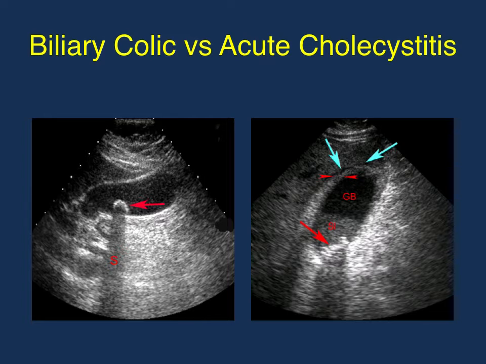This slide demonstrates radiographic findings for acute cholecystitis. On the left, it shows a gallstone in a non-inflamed gallbladder. On the right, it shows the gallstone as noted with echogenic shadowing on ultrasound, but also ultrasound signs of inflammation. Inflammatory signs such as edema are indicated by the blue arrows, the thickened gallbladder wall with the red arrows, along with possible surrounding fat stranding. This is acute cholecystitis.